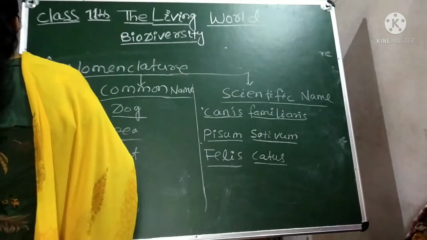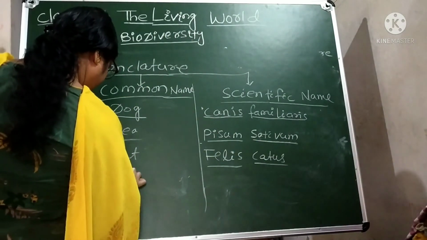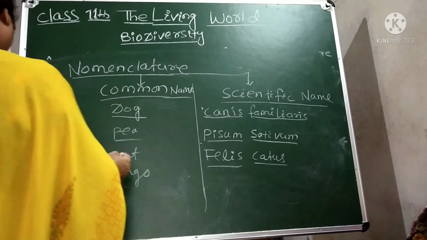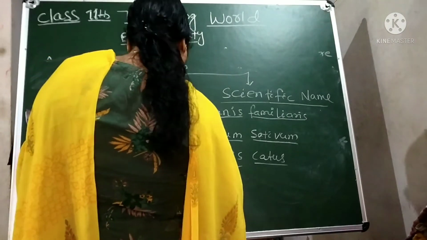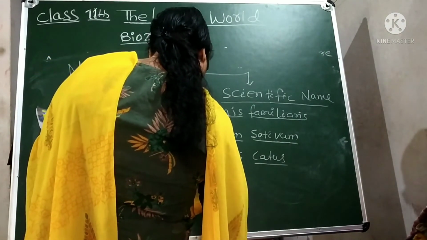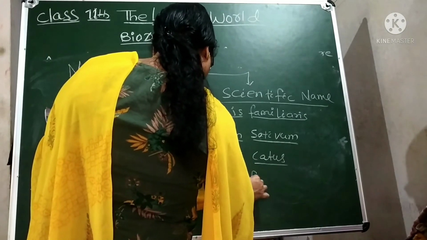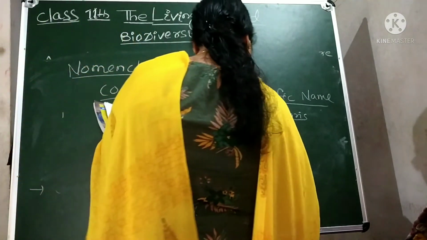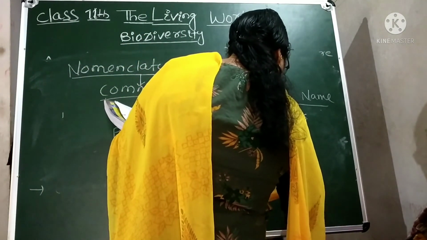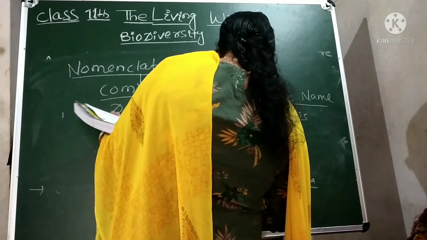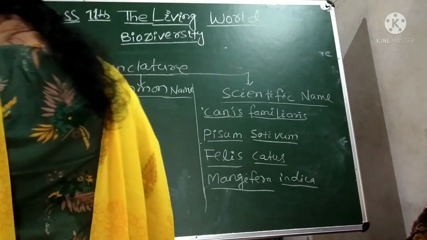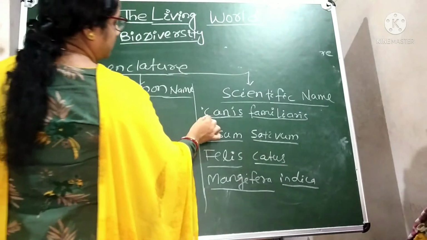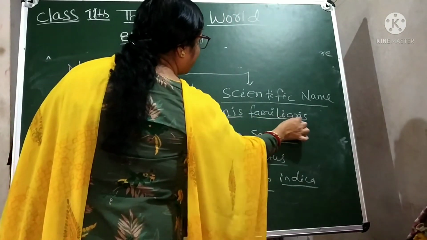And mango, another plant. The scientific name is Mangifera indica. The scientific names consist of two words. That is known as binomial nomenclature.